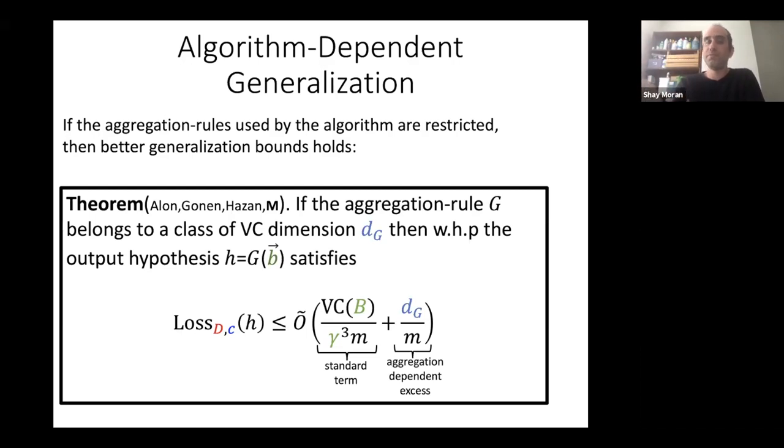So if the aggregation rule belongs to a class of VC dimension D sub G, then the loss will be bounded by these two terms. And the first term, VC of B over γ³M, is a standard term that you see in all boosting algorithms. Actually, in other boosts, it is slightly worse. You get γ to the 4 because of the 1/γ². And then there is this other term, D_G over M, which is an aggregation-dependent excess. So the smaller D_G is, the smaller this term is, and the overall loss is better.